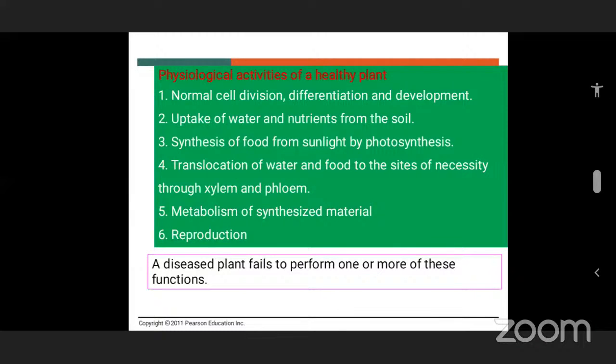It is an obligate parasite. Whenever the host plant is present, only under those conditions does it cause the symptoms. Otherwise, it becomes inactive. That means at that time it is a non-living thing.